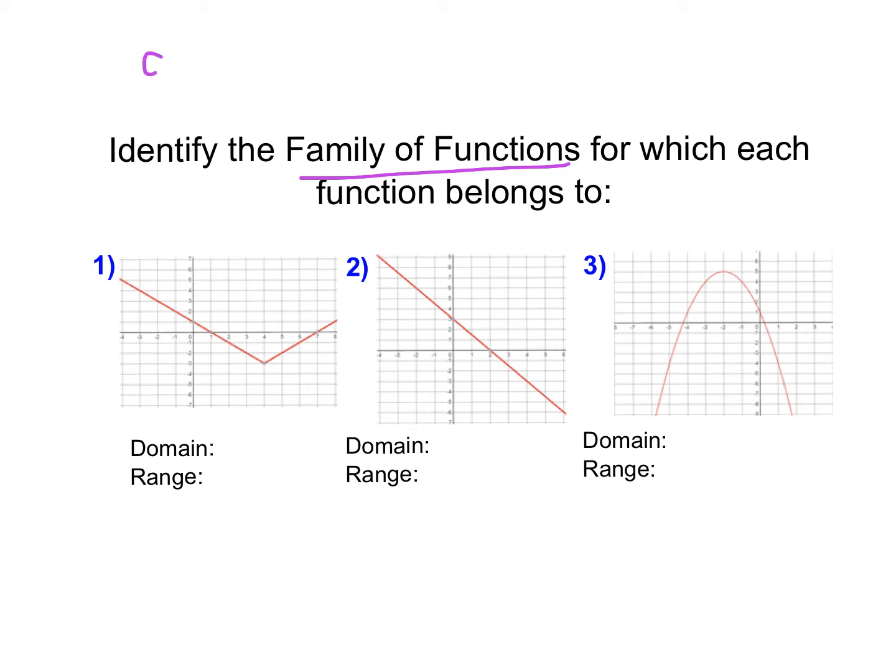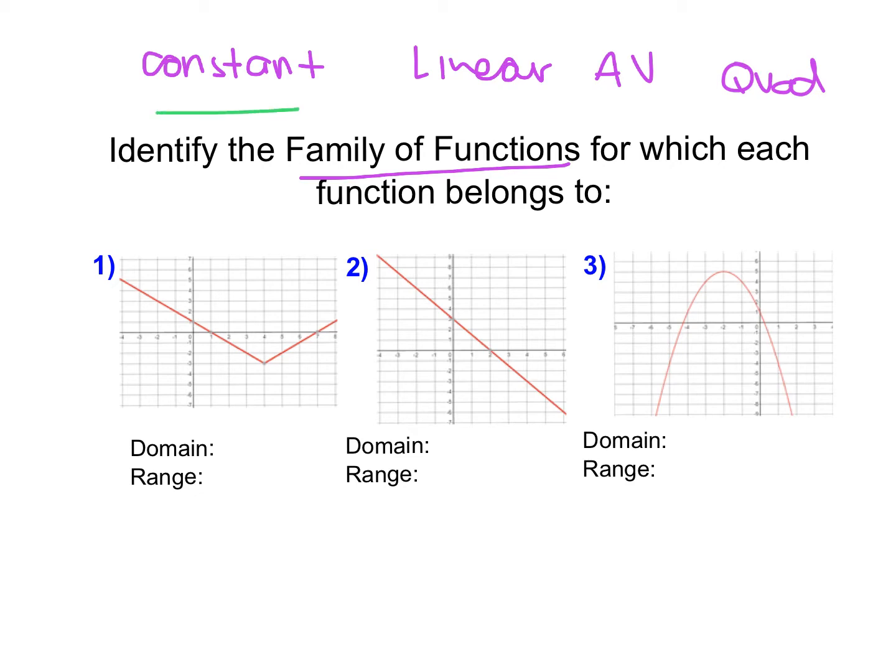So to start, let's write out our 4 different types. So we have constant, we have linear, we have the absolute value, and we have the quadratic. And what I like to do is make a note of what these shapes look like. So I know the constant is a horizontal line, linear is going to be some sort of diagonal or vertical line, absolute value has a V shape, and quadratic has a U shape.